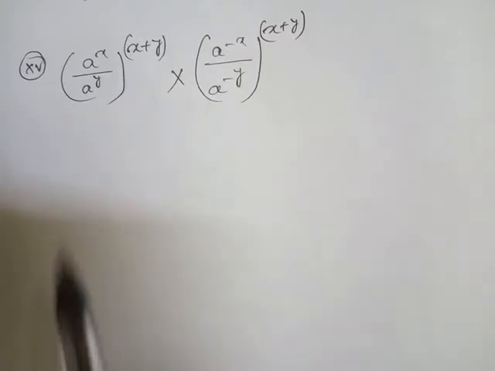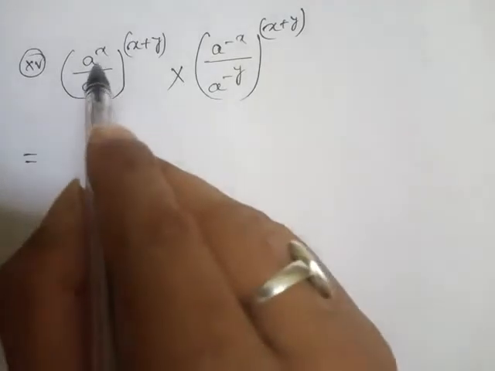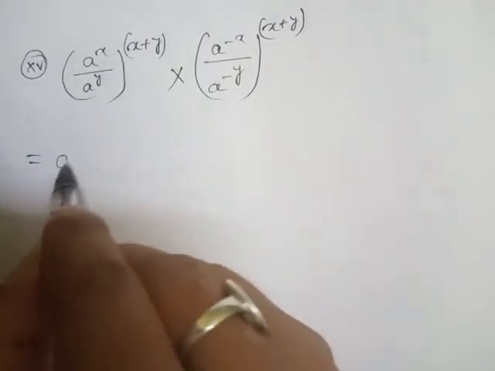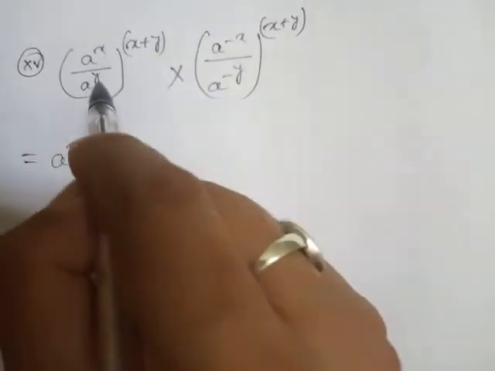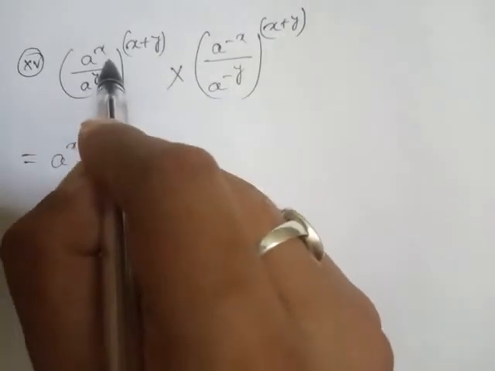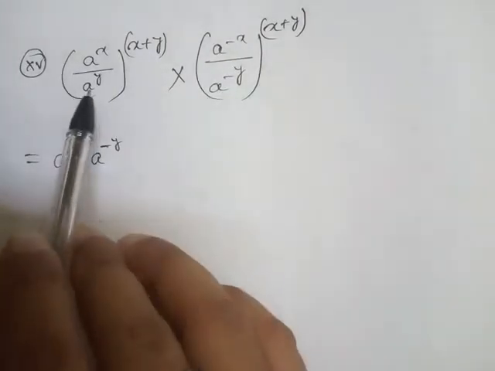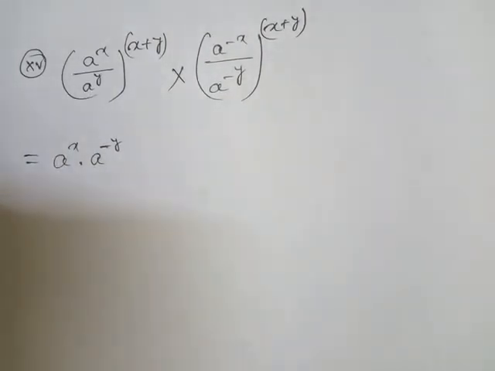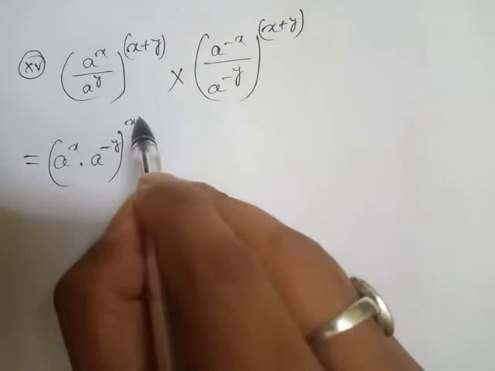Look student, the next one. This is question number 15. Now look, a to the power x by a to the power y. So this can be written as a to the power x into a to the power minus y. Since it is in the denominator, whenever it goes to the numerator, this becomes a to the power minus y. The formula is a to the power minus n equal to 1 by a to the power n. That formula I am using here. And this power is x plus y.